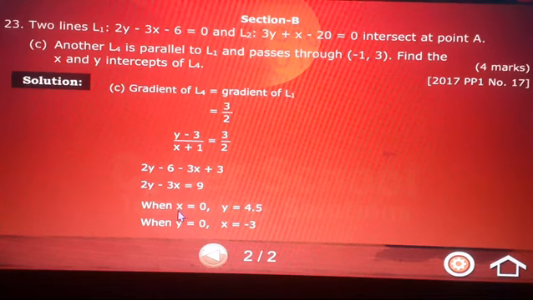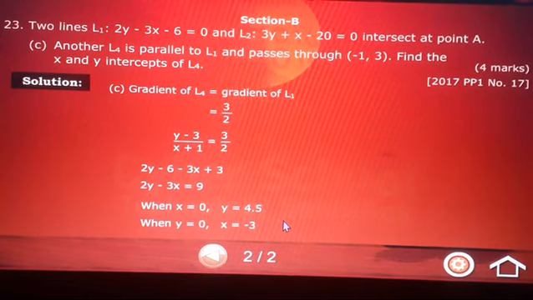For the y-intercept, x is equal to 0, therefore y is equal to 4.5, by substituting in your equation. For the x-intercept, y is equal to 0, therefore substituting 0 where you have y in the main equation, x is equal to 3. And that's how we solve such questions.